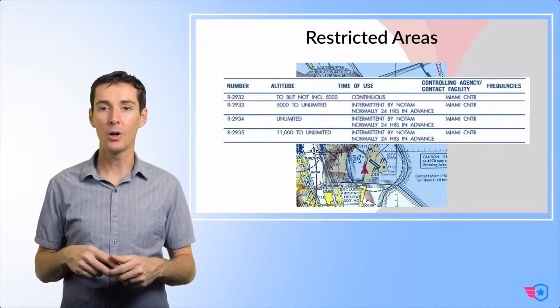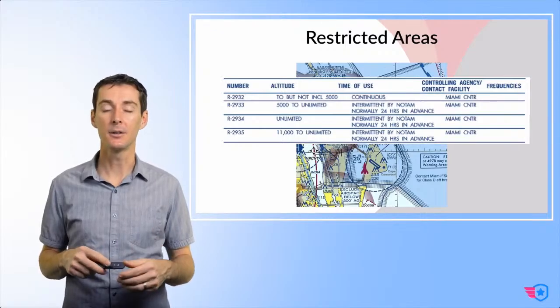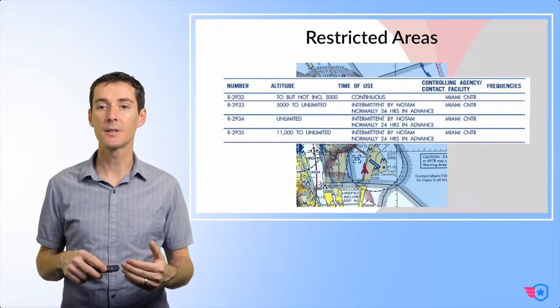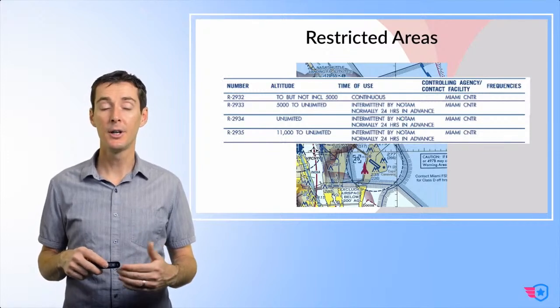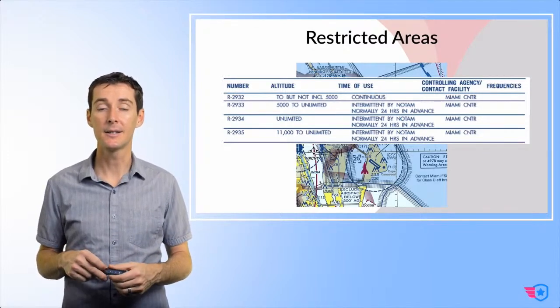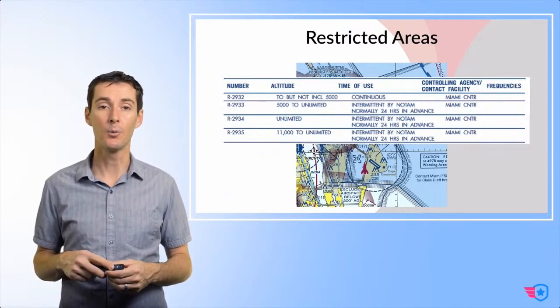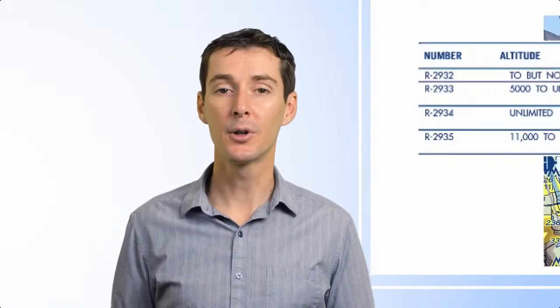Now you notice for all of these, they're controlled by Miami Center. You're going to find the frequency for Miami Center if you need to contact them, or the phone number, and then tell them, hey, I want to fly in that area. Is it active? And then they'll tell you, or they won't. Or you can go and take a look at the NOTAMs and see if the NOTAMs are telling you that these areas are turned on at that time.